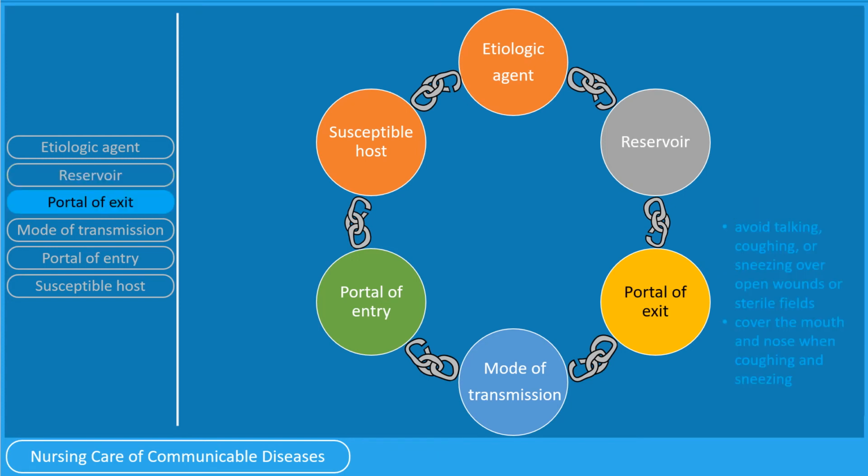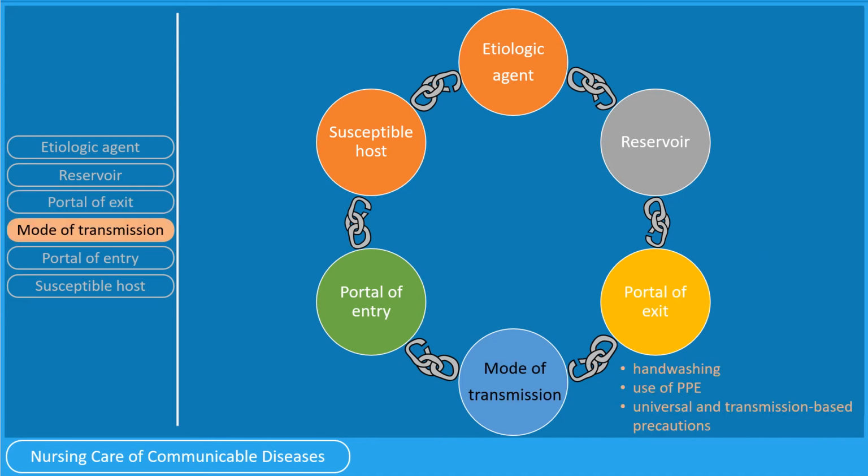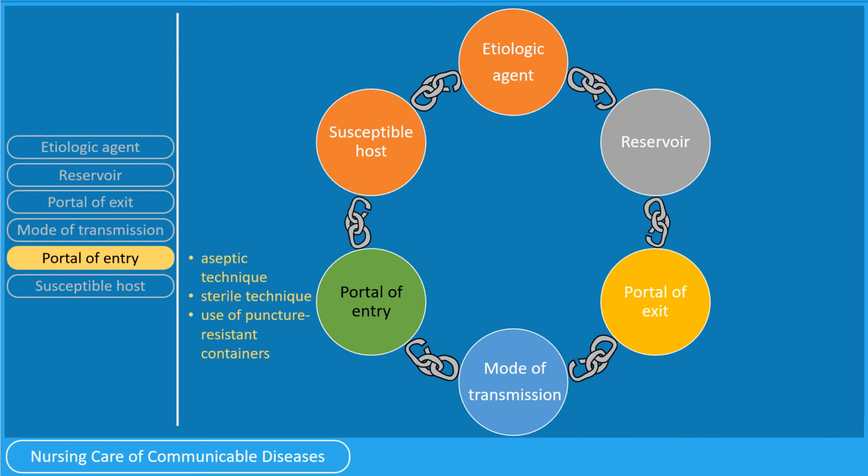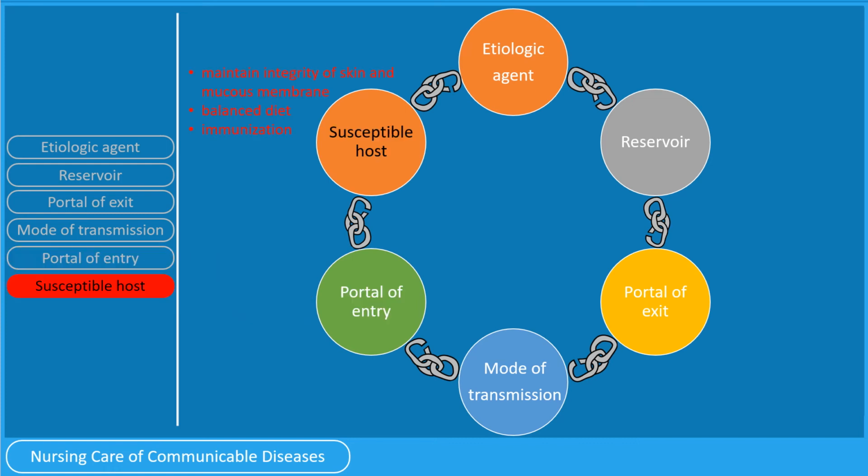Avoiding talking, coughing, or sneezing over open wounds or sterile fields, and covering the mouth and nose when coughing and sneezing prevents transmission at the portal of exit level. Of the six links in the chain of infection, it is the mode of transmission that is easiest to break. We could do this by hand washing, using PPE, and practicing universal and transmission-based precautions. For portal of entry, we could use aseptic technique or sterile technique and the use of puncture-resistant containers. And lastly, for the susceptible host, we maintain integrity of skin and mucous membrane and promote balanced diet and immunization.